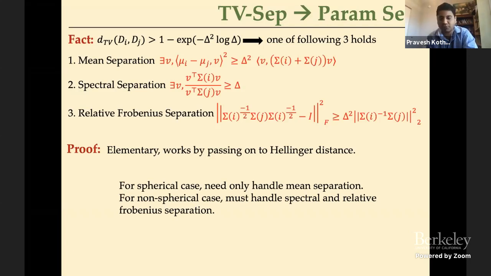Let me make this comment. For the spherical case, as I said, we only needed to handle the mean separation. That was basically what we did in 2018. The new things that we had to handle in the non-spherical case were the spectral separation and the relative Frobenius separation. And actually, it turns out, at least to me, the hardest case here is handling the spectral separation, which is in some sense the truly new piece here.